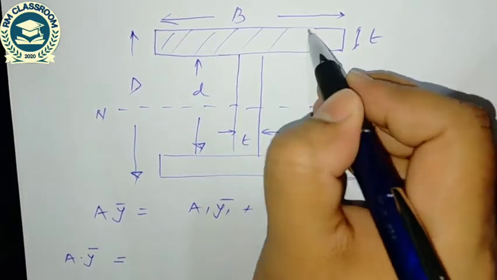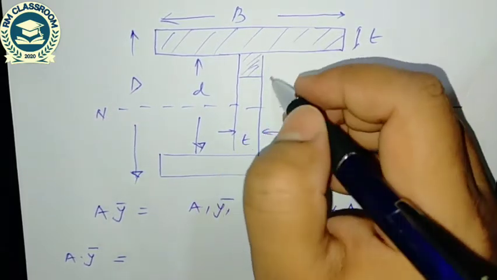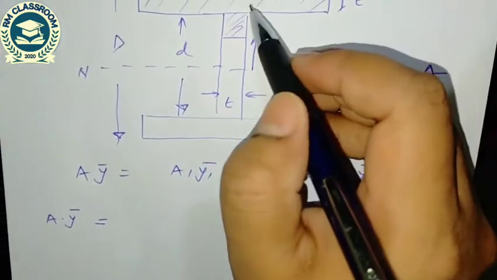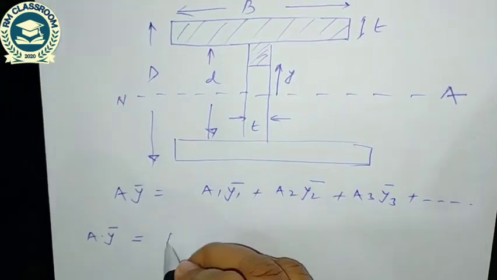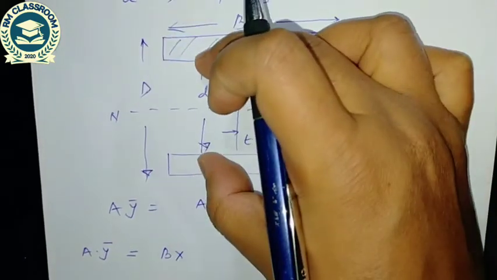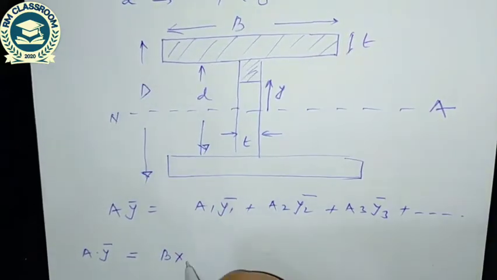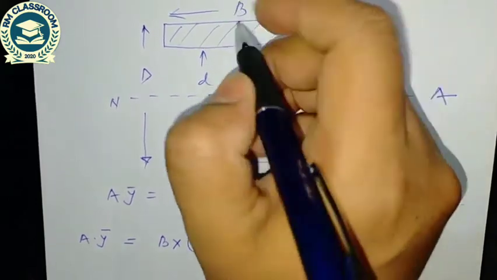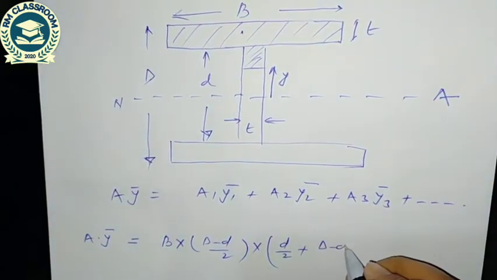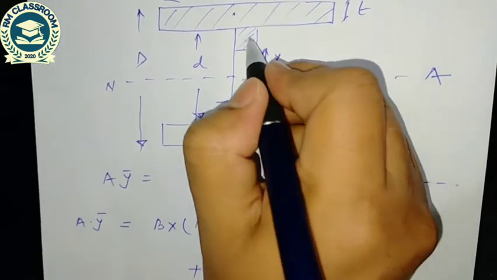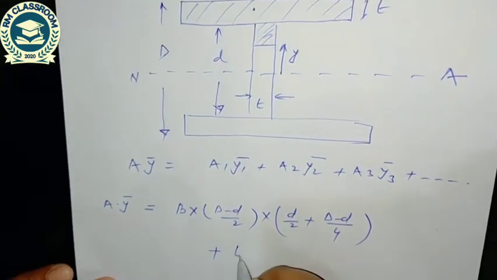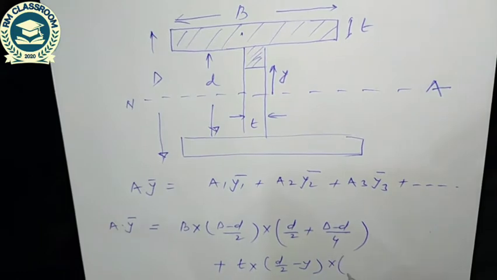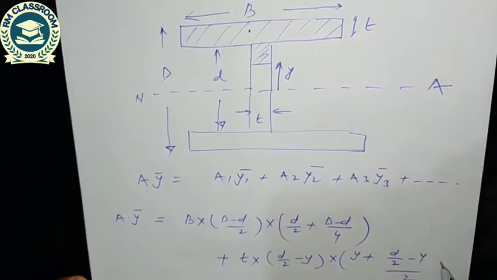If I assume this is the section I have taken, and this is the distance y from the neutral axis, then AY bar is B into (D minus d)/2, that is the area, and the centroidal distance is d/2 plus (D minus d)/4. Similarly, for this portion, the thickness is T into (D/2 minus y) into (y plus (D/2 minus y)/2).